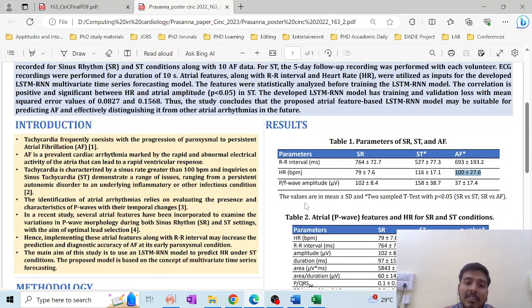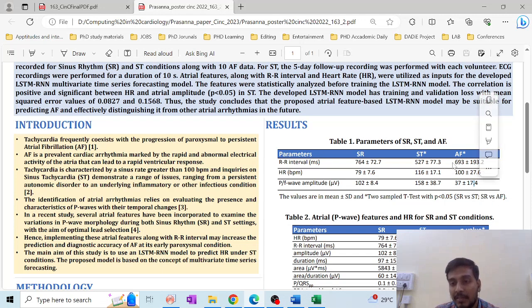Before going to the model results, we discuss the results of the statistical analysis. Table 1 shows the comparison of SR, ST, and AF in terms of heart rate and P wave amplitude. Here SR and ST are significantly different, and SR and AF are significantly different. The point we come to know is that there is a proportional increase of atrial amplitude with the heart rate in ST, and an inversely proportional relationship between atrial amplitude and heart rate in atrial fibrillation. This clearly shows a decrease in atrial activity, since the P wave is converted to F wave.